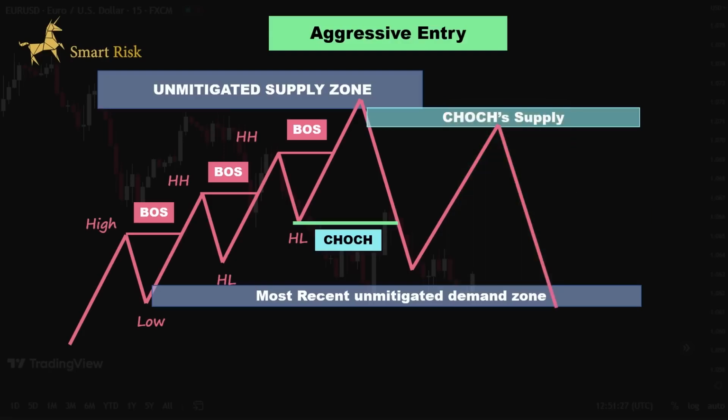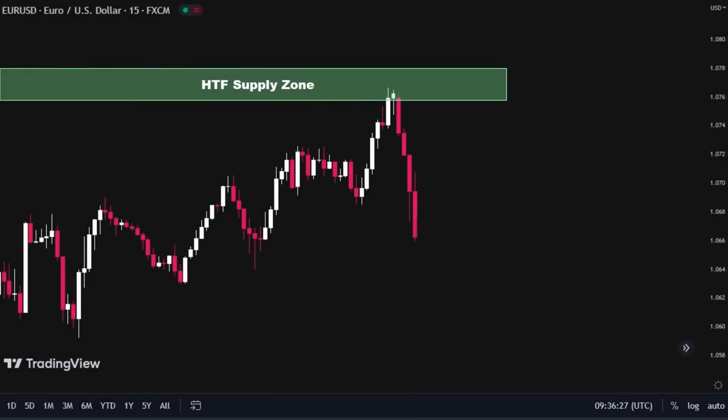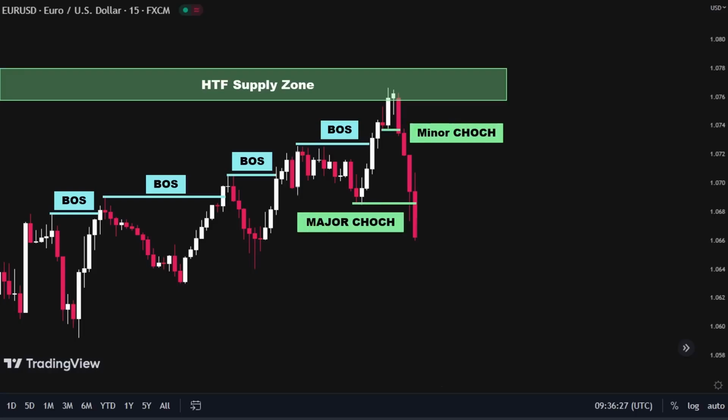Let's go ahead and see a real example. So, here on our price chart, we have the euro-dollar 15-minute time frame. As you can see, price created a series of bullish BOSs until it reached the higher time frame's supply zone. Price hit and reversed from this zone, also created minor and major chalks.